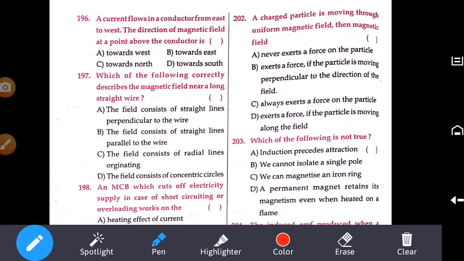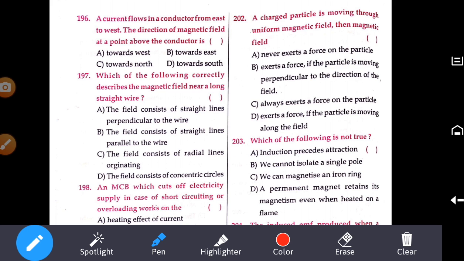A current flows in a conductor from east to west, the direction of the magnetic field at a point above the conductor. So east to west they have said. Okay, east to west means we can say it will be directed towards the north.